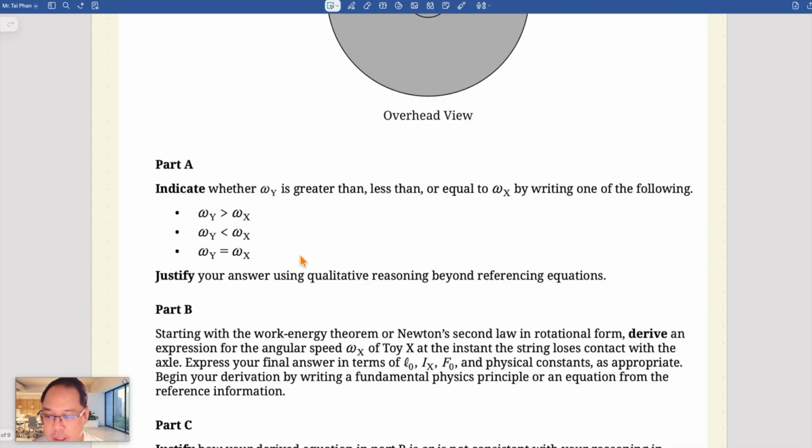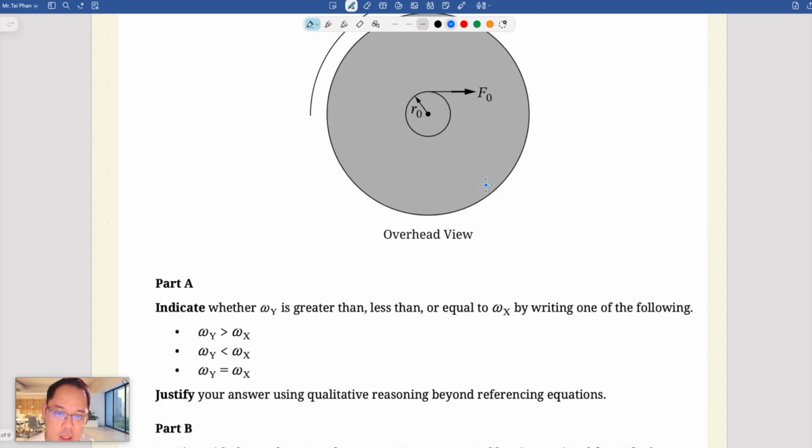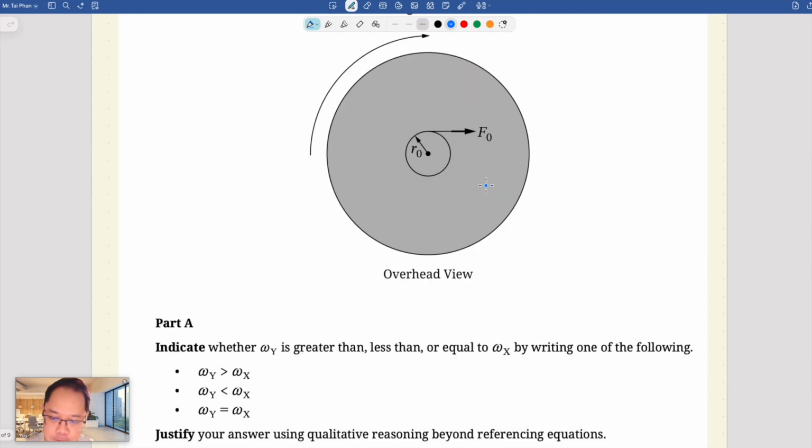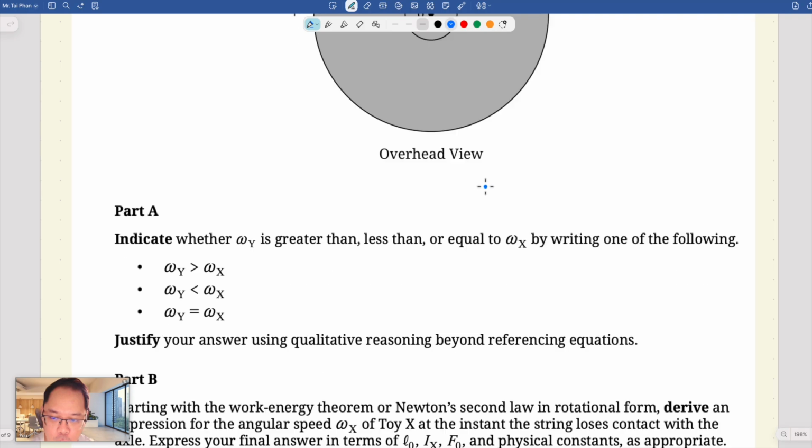Part A: Indicate whether omega y is greater than, less than, or equal to omega x by writing one of the following: omega x equal omega y. Justify your answer using quantitative reasoning beyond referencing equations. Okay, I will write the answer later, but here the way we understand the problem, we need to identify which angular speed is greater.